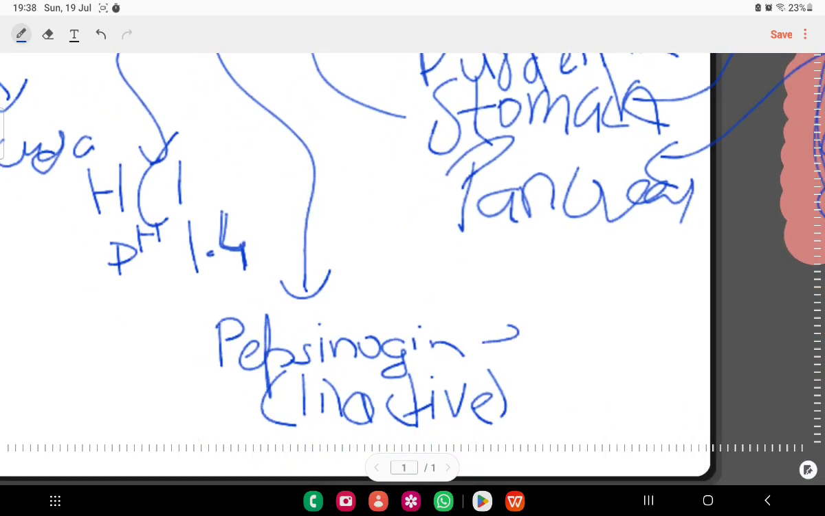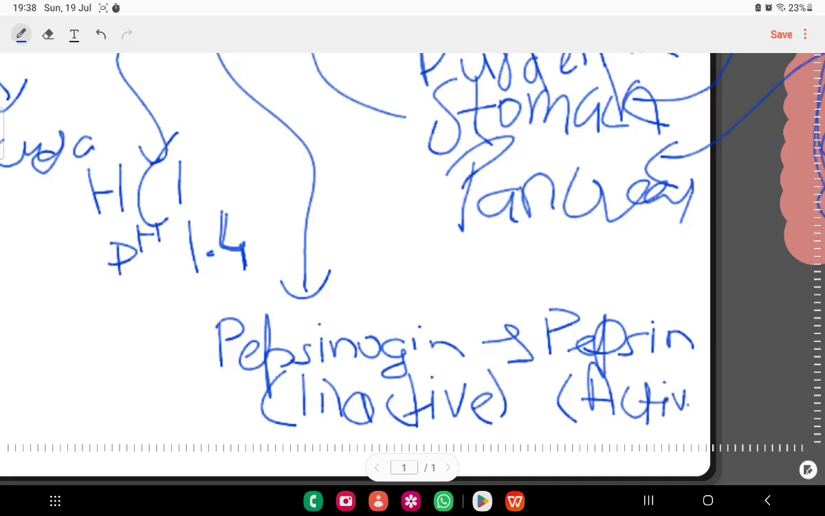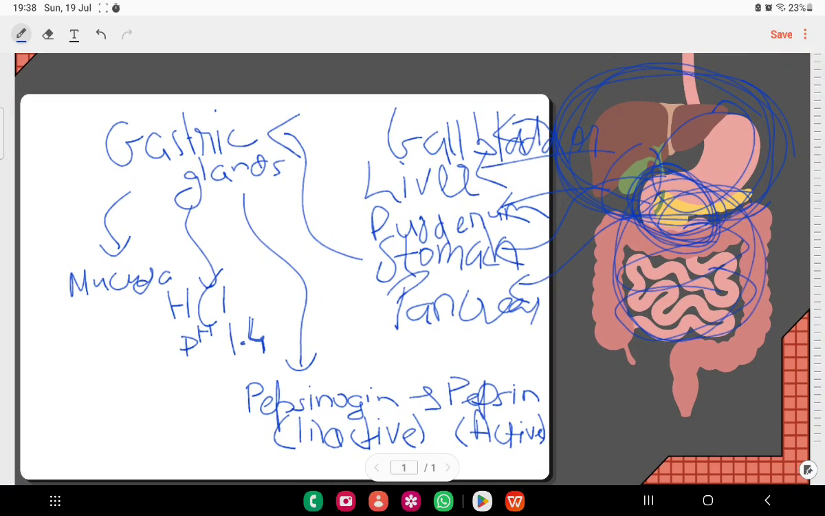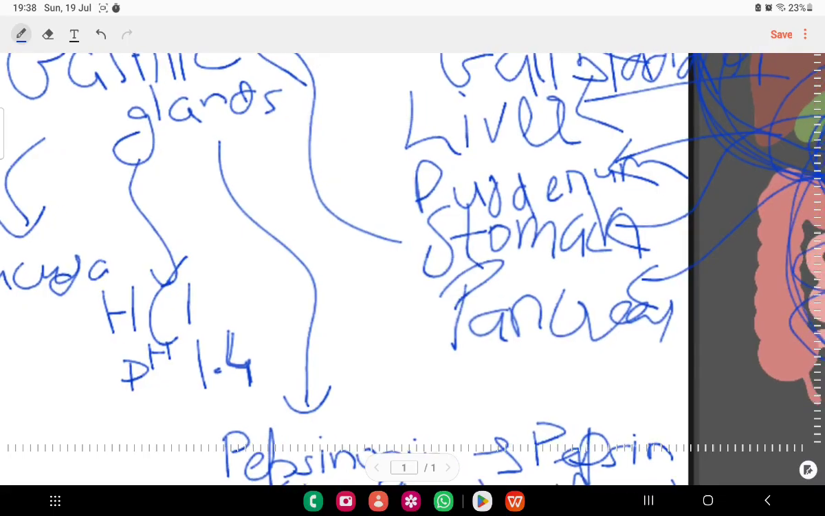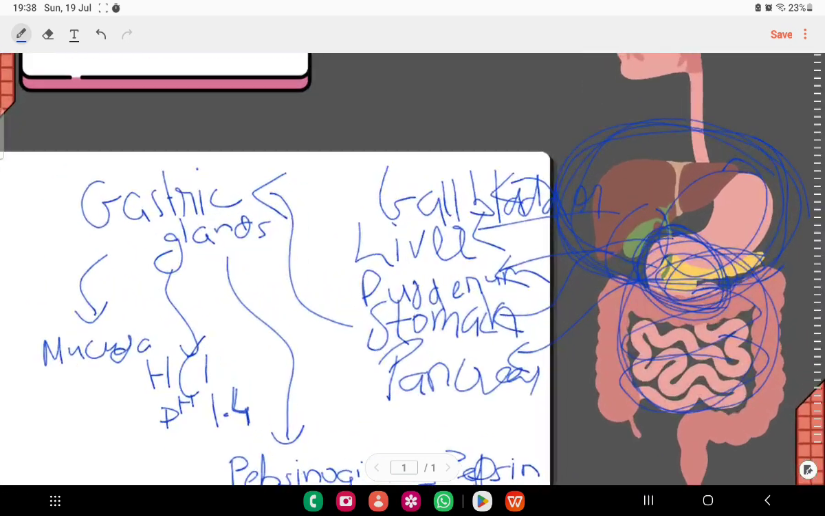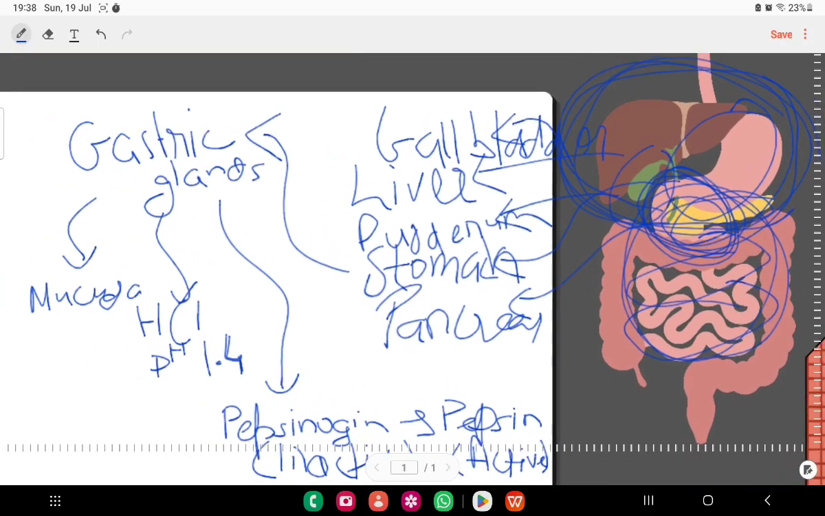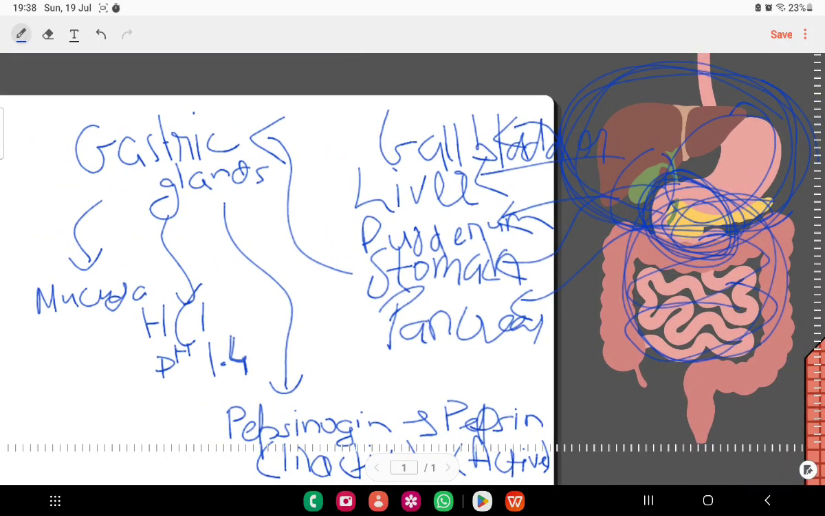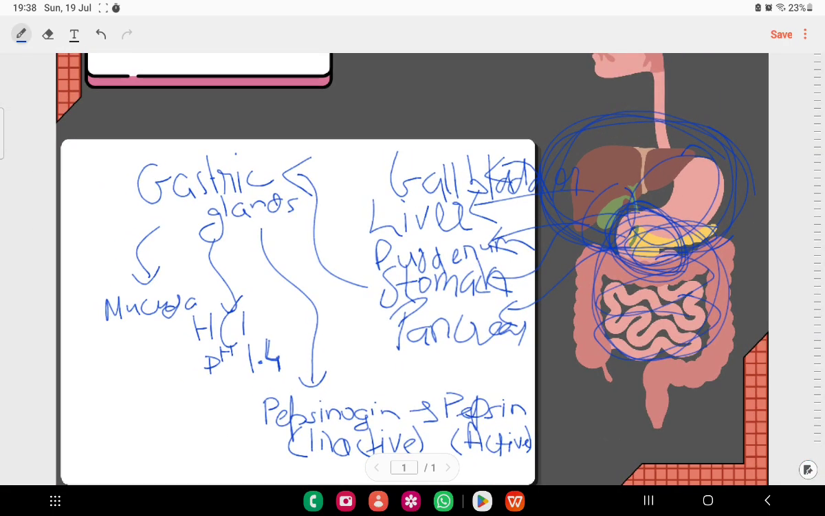But for it to become pepsin, the active form, it needs an acidic medium, and that acidic medium right here is provided by HCl, hydrochloric acid, and HCl also destroys bacteria, because HCl is very corrosive in nature.